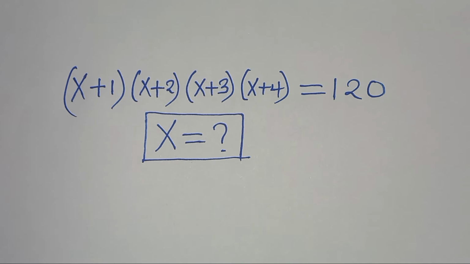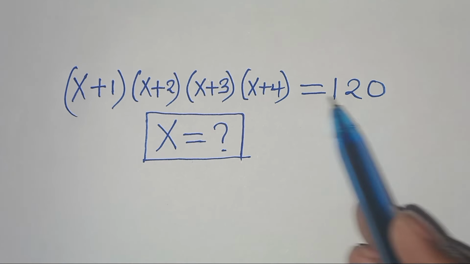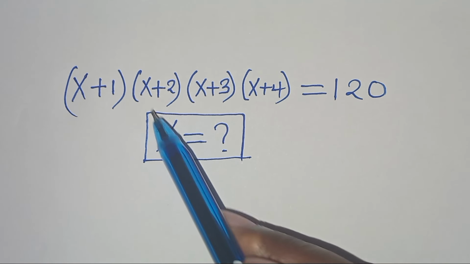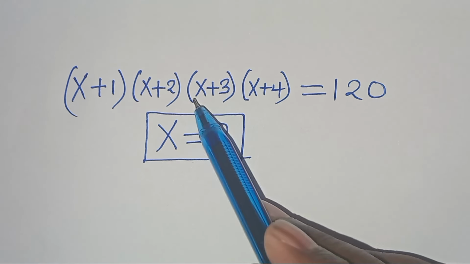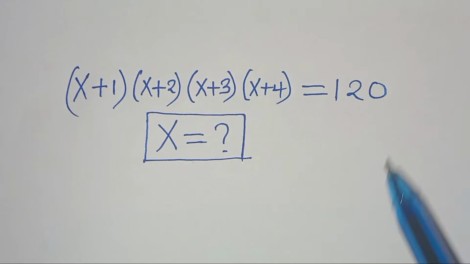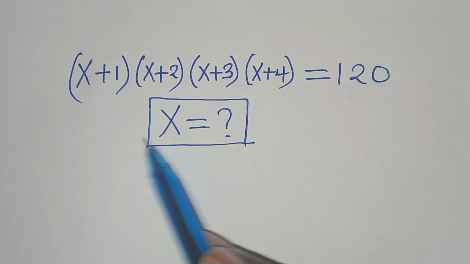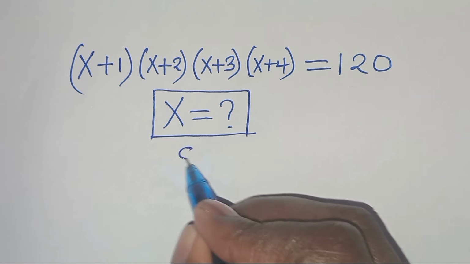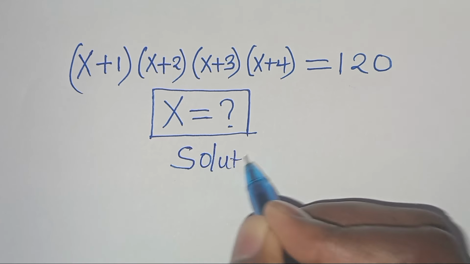Hello everyone, you're welcome to solve this nice algebra problem, which is (x + 1) multiplying by (x + 2) multiplying by (x + 3) multiplying by (x + 4). This is equal to 120. So what are the values of x? Let's provide a solution from here.